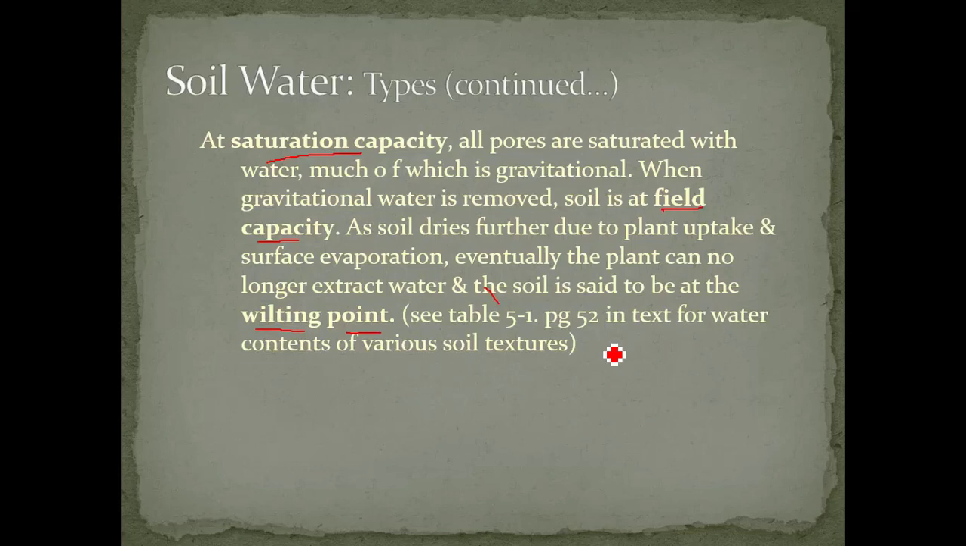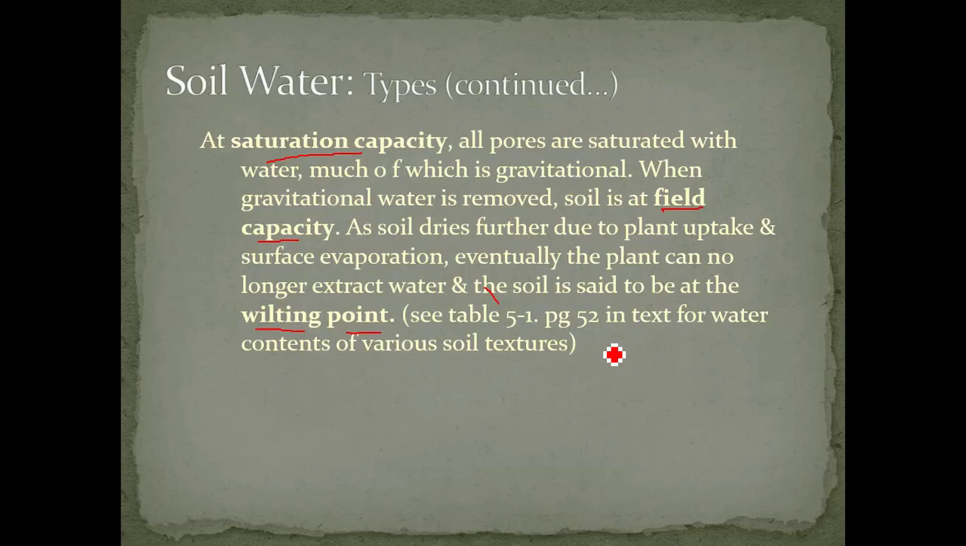At saturation capacity, all the pores are filled. The soil is saturated with water, immediately after a rain or irrigation event. Much of the water here is gravitational water. It's going to pass through. When you remove all the gravitational water, the soil is said to be at field capacity. So what I'm talking about here is we've got different types of water, and then we're talking about soil water status based on these different types of water.